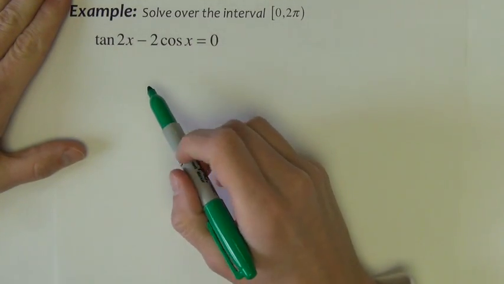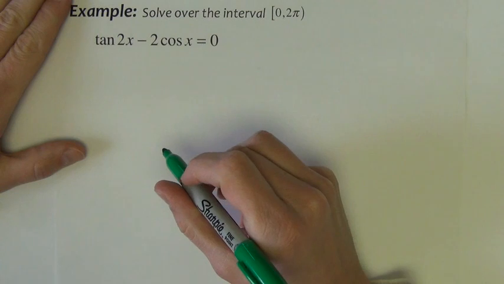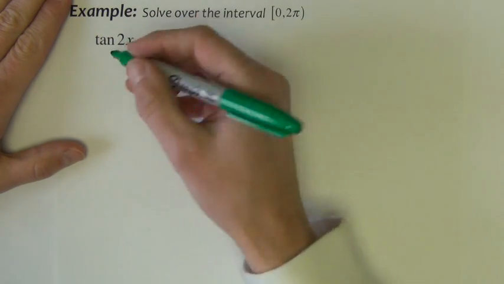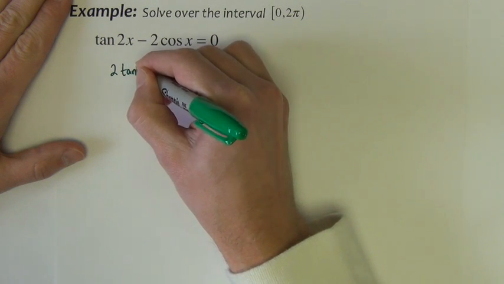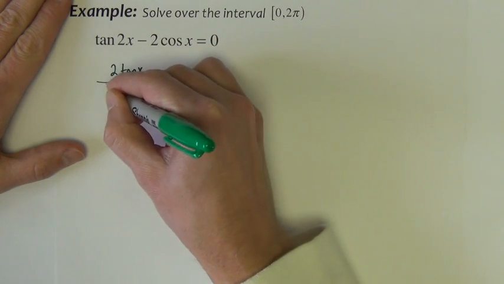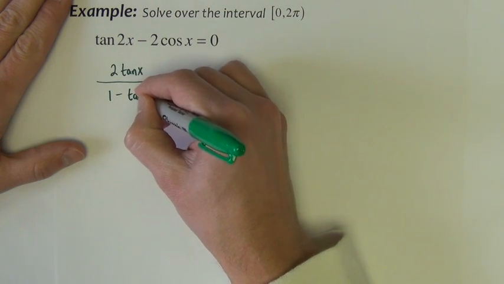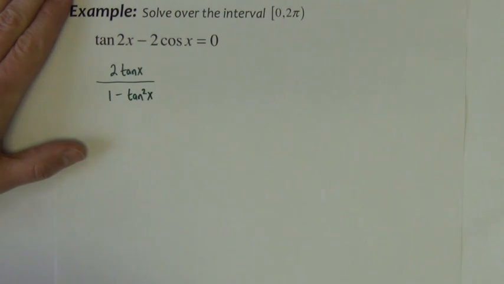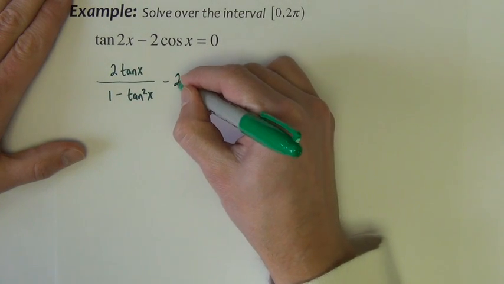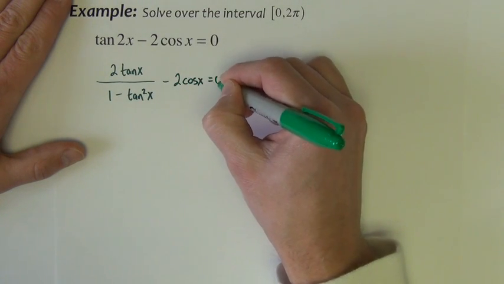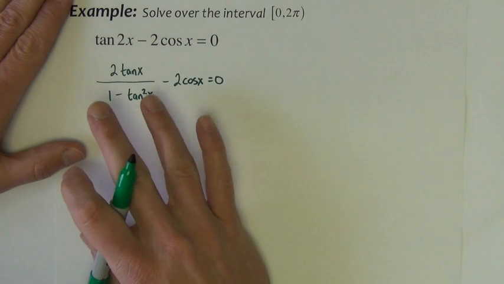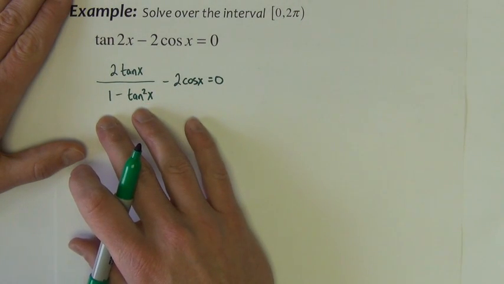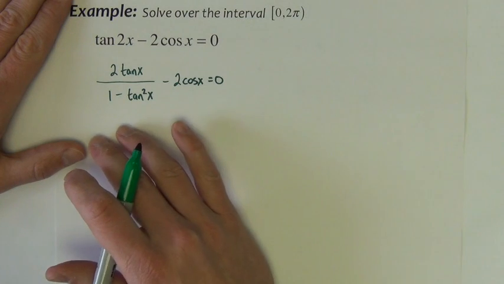Alright, how about an equation with a tangent double angle? What might I do with that? Tangent of 2x, well there's only one option. Tangent of 2x is 2 tangent x over 1 minus tangent squared x. Minus 2 cosine x equals 0. Okay, so what to do with this? I'm just kind of guessing, so we're going to see where this goes.